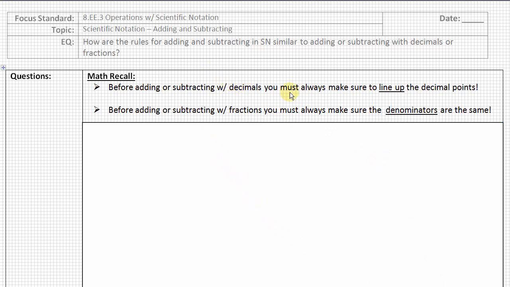If you said with decimals we have to make sure to line up the decimal points, and with fractions we have to make sure the denominators are the same, you are right on track. Part of the reason that we have to line up the decimal points with decimals is to make sure that we're adding and subtracting while keeping the place values lined up. And similarly with denominators, the values have to be in the same format in order to add or subtract. So the same principle is going to apply when doing scientific notation.